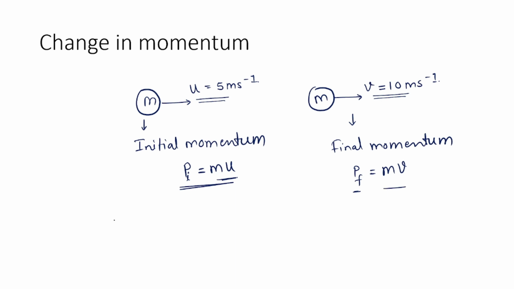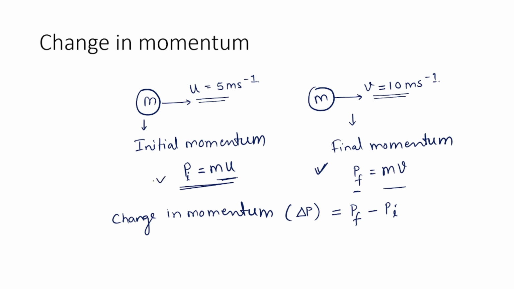So to find the change in momentum, we can write delta p. This delta p represents the change in momentum. The change in momentum is equal to the final momentum, pf, minus the initial momentum, pi. We already know the initial and final momentum, it's given to us. So we can write delta p is equal to mv minus mu, right? So this is the change in momentum, and the unit of change in momentum will also be the same, that is kg meter second power minus 1.